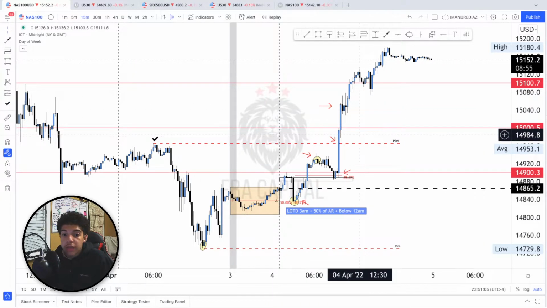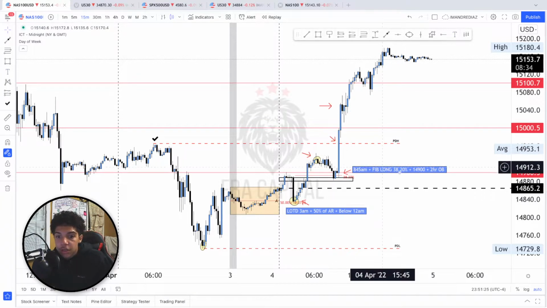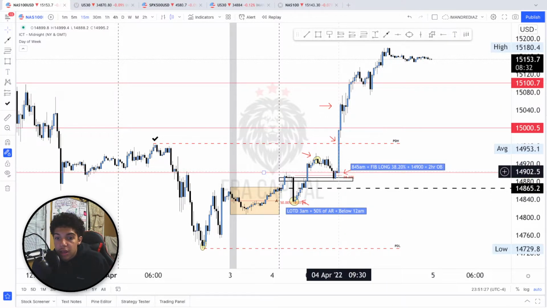So now what happened? Let's annotate that before I go any further. At what time did this happen? At 8:45. So at 8:45 a.m., we had the fib long 38.20% rejection, along with 14,900 rejection, along with a 2-hour order block rejection. And then from here, price just expanded right at that open at 9:30.